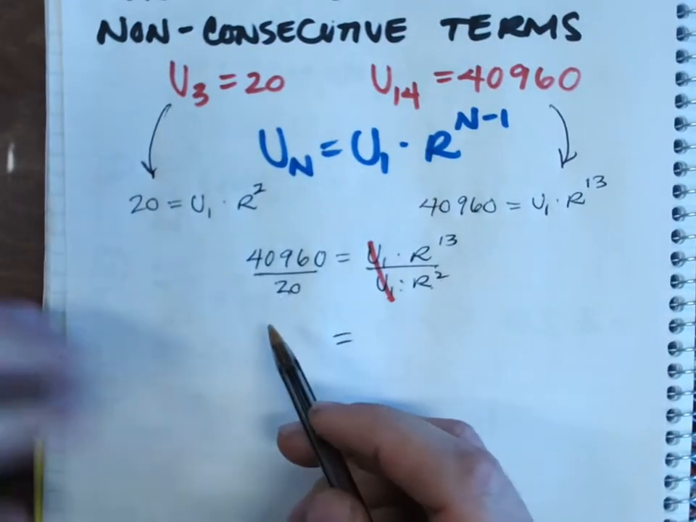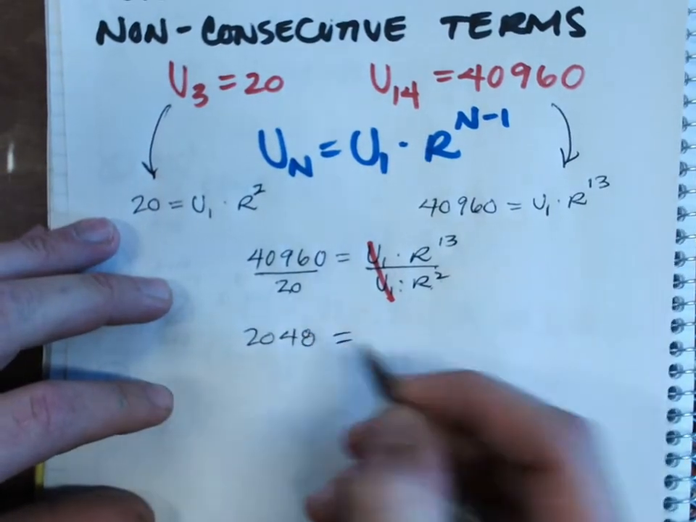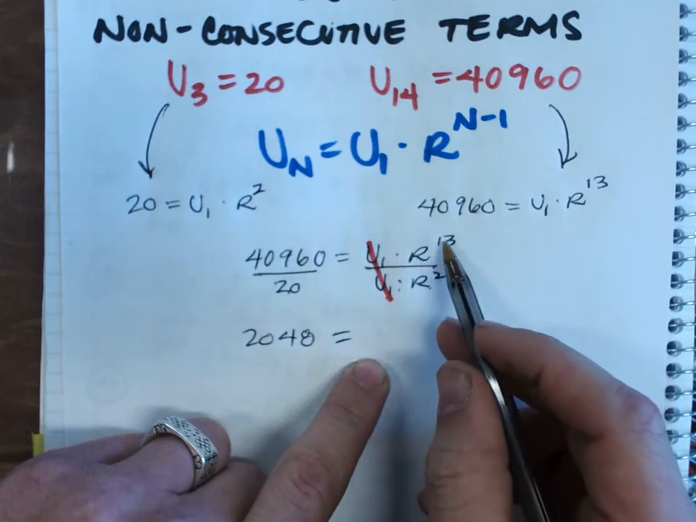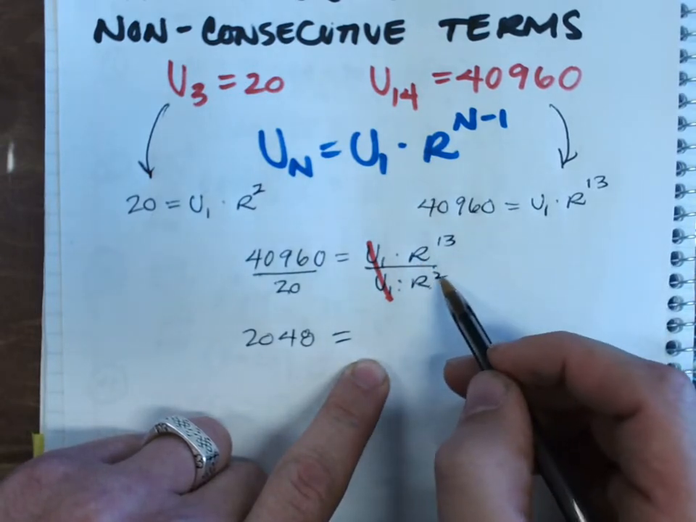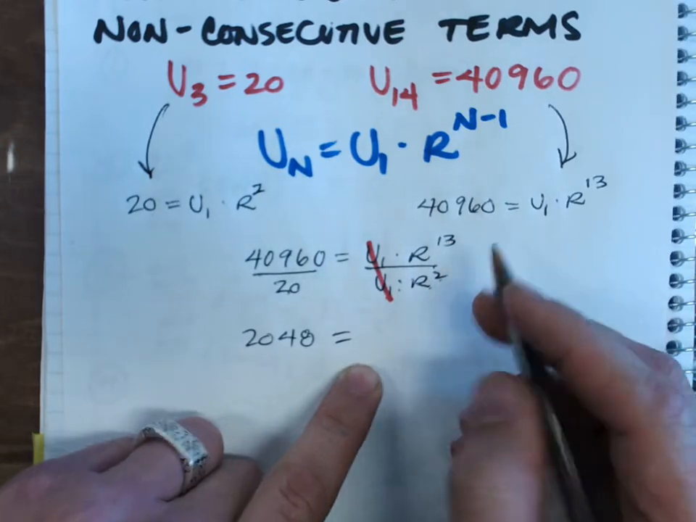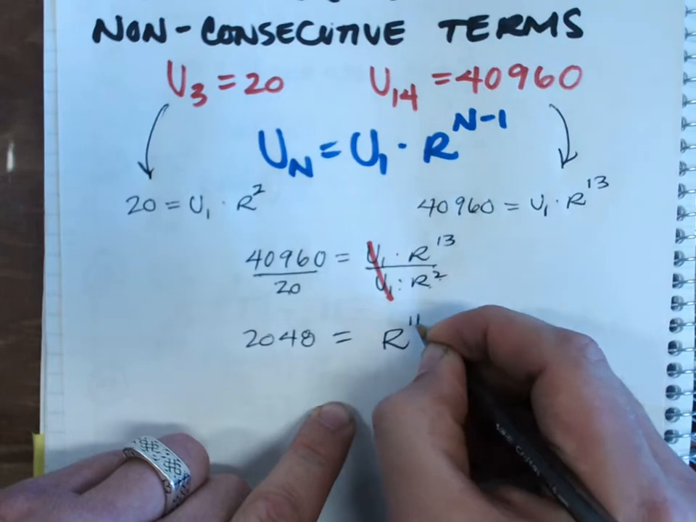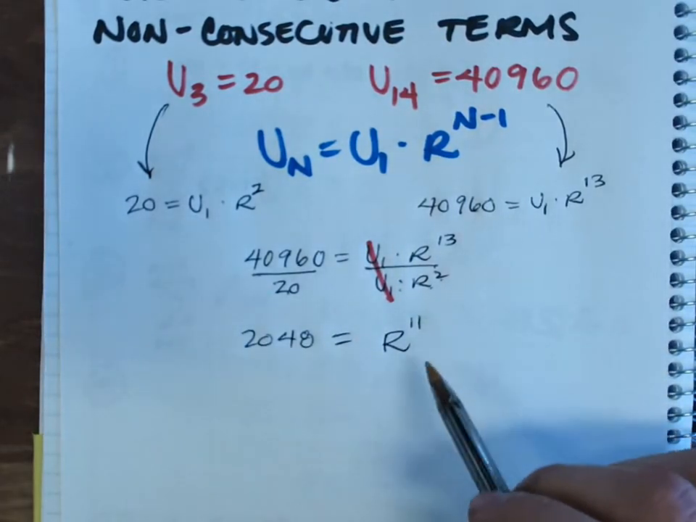On the left-hand side, we'll just quickly calculate this: 2,048. And then on the right-hand side, you have to remember your exponent rules when you divide like this. 2 of the r's will cancel out of 13. In other words, subtract the exponents to make 11 r's remain. And from here, we need to solve.